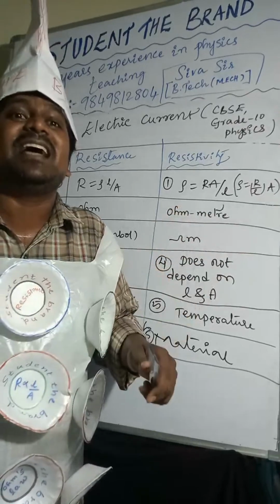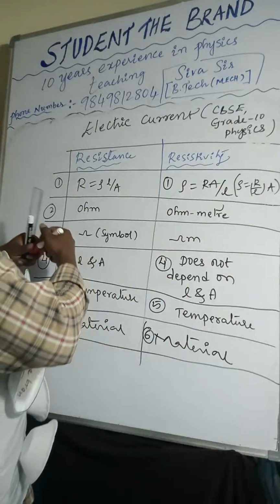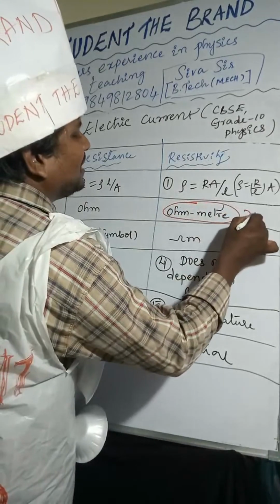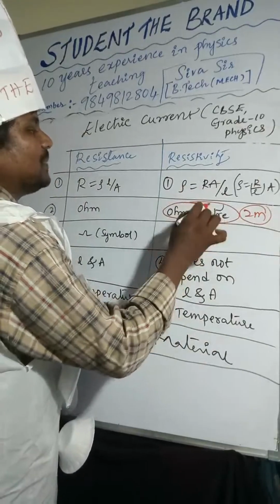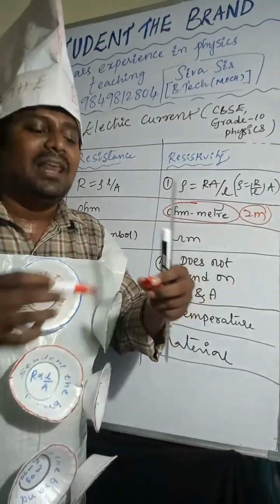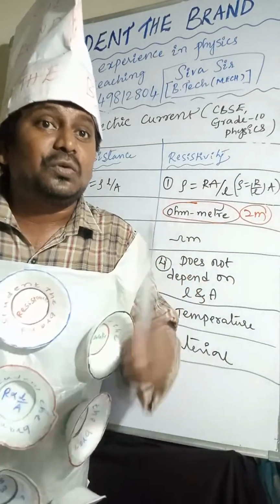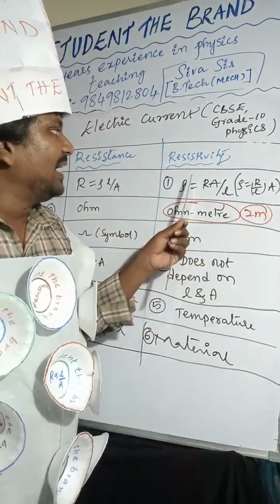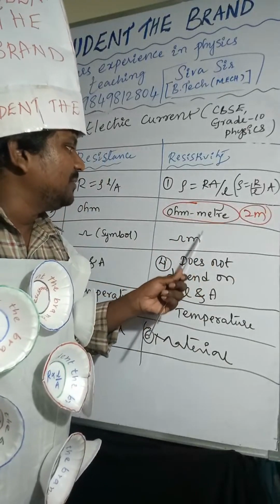They will ask this in the exam for a 2 marks question. This is very, very important. Especially the SI unit derivation, they will ask for 2 marks. So the SI unit of resistivity is ohm meter, and the symbol is this one.